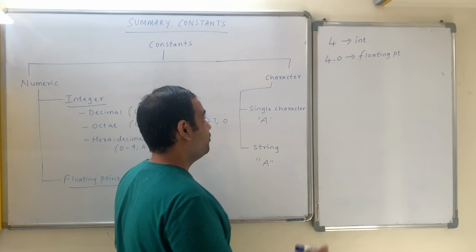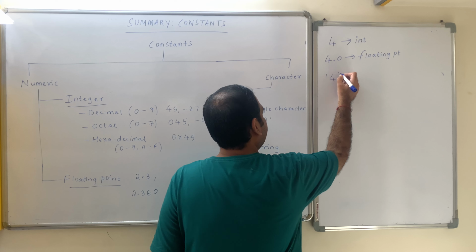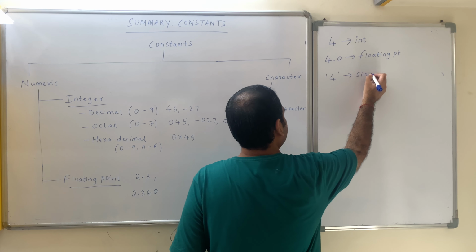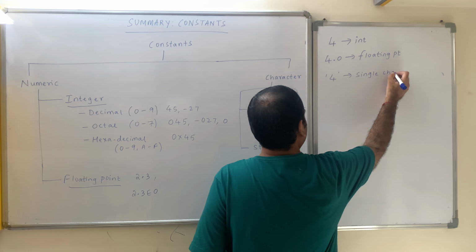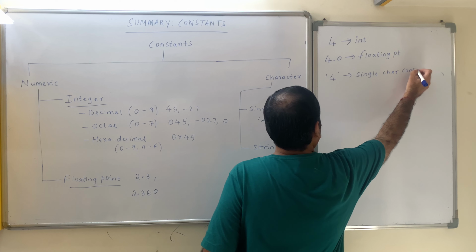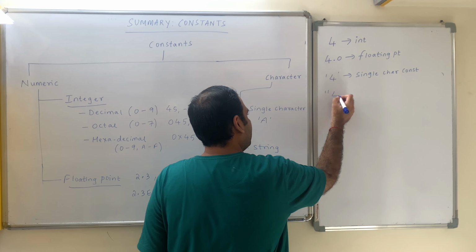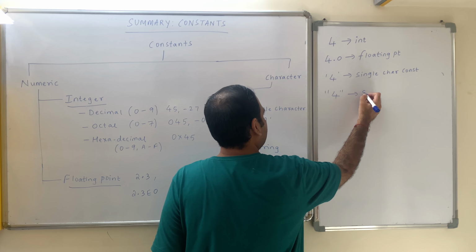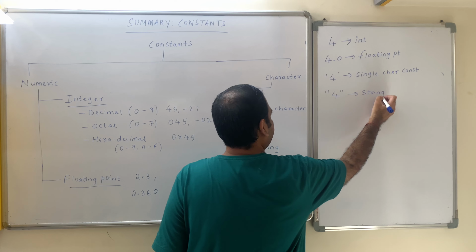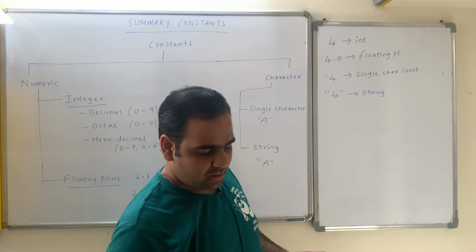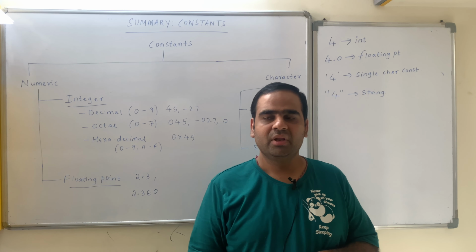Now the same 4 we write in single quote, it becomes a single character constant. And the same 4 we write in double quote, it becomes a string. I hope that you have understood this.